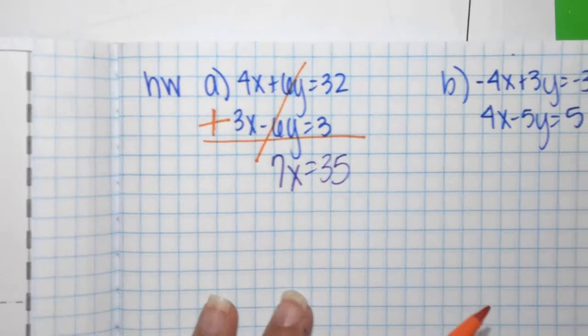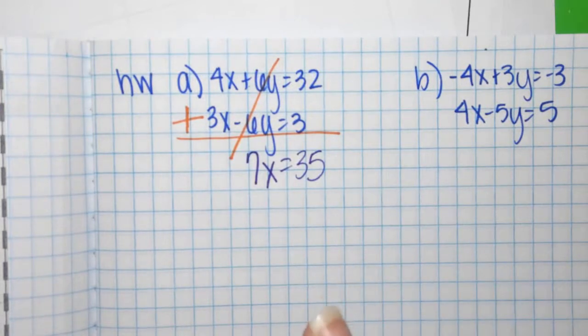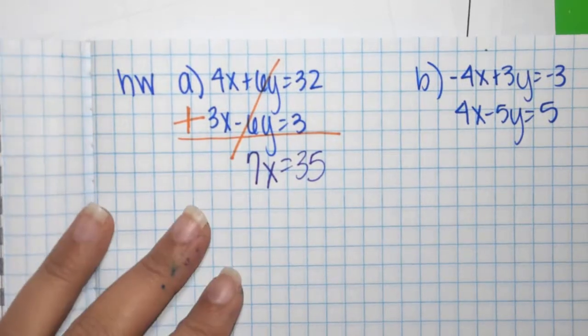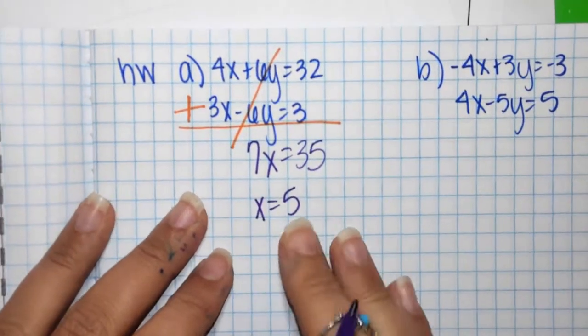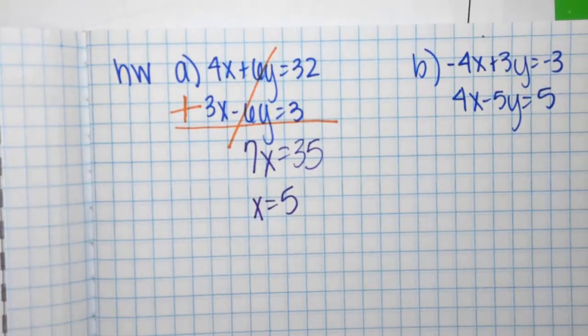So x equals 5 for that one, right? How do you know that? Because 5 times 7 is 35. So you would divide to get it, correct? And x equals 5. Good, take a point. So now that we have 5, we have x. What do we need to find? Plug it in the y. Yes, awesome.